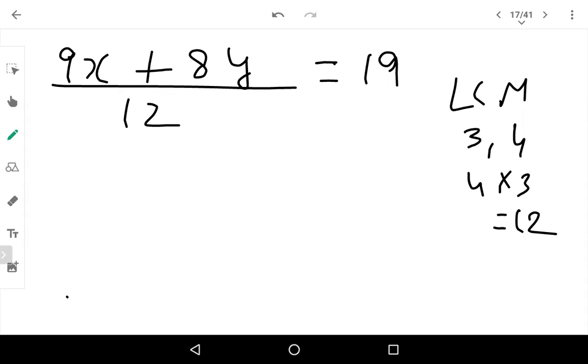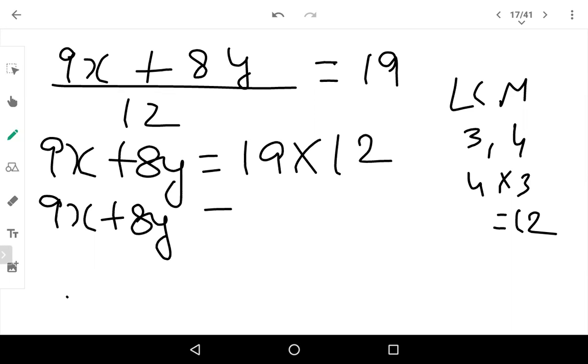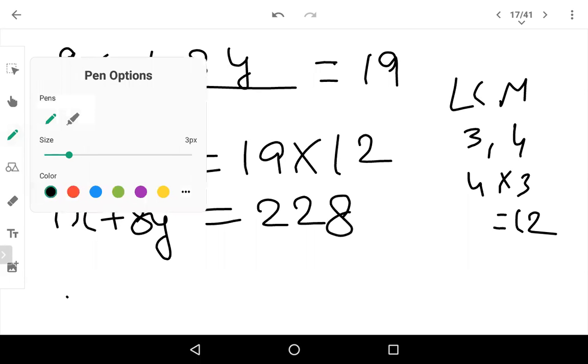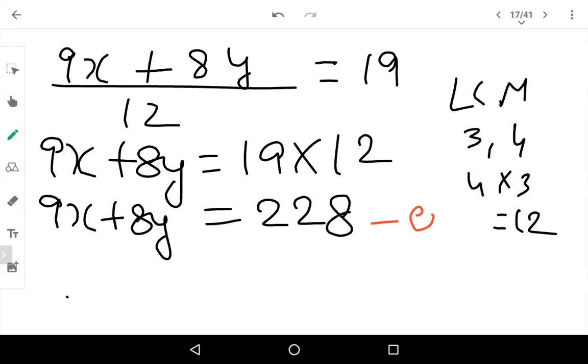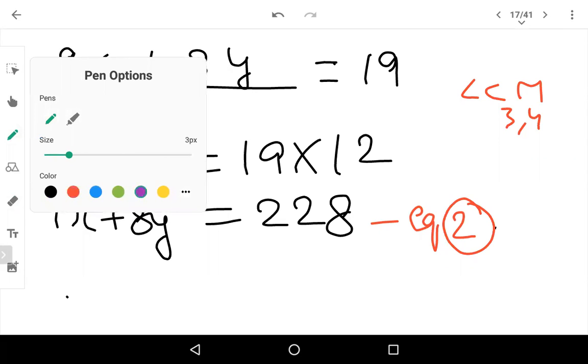So I'll take 12 to the other side. 9x plus 8y is equal to 19 into 12. So how much do I get? 19 into 12. 9x plus 8y is equal to 228. So this is going to be our equation 2. So we have got equation 1 and equation 2. Now let us solve both of them simultaneously.